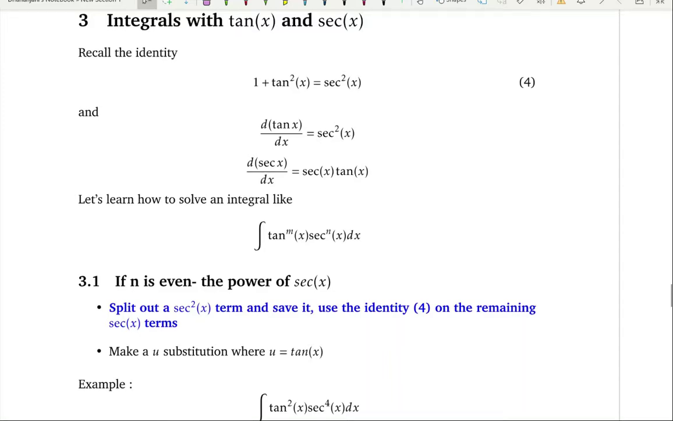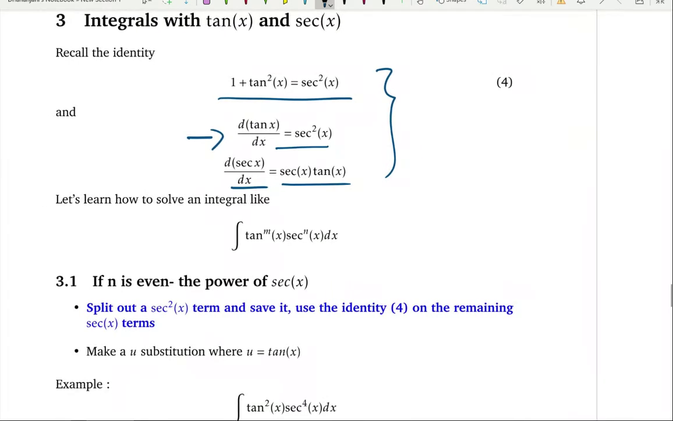So one identity we need is the tangent and secant version of the Pythagorean identity. So 1 plus tangent square is equal to secant square. That's the Pythagorean identity written in another way. And the other thing you want is derivative of tangent is secant square, derivative of secant is secant times tangent. So we need these three facts, so hopefully you can remember them.